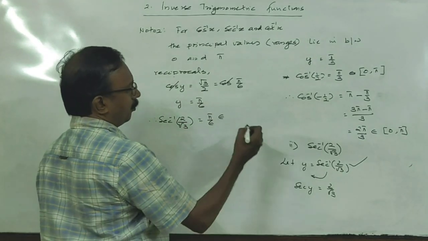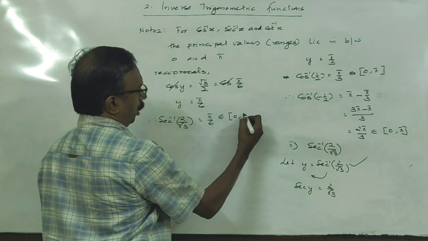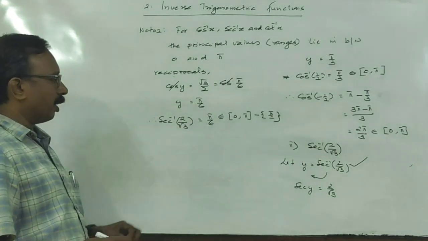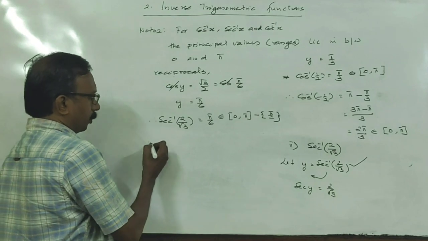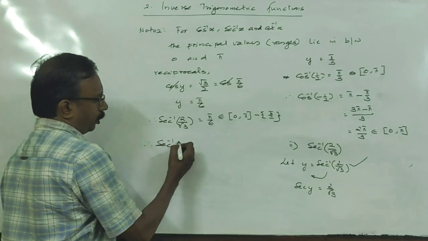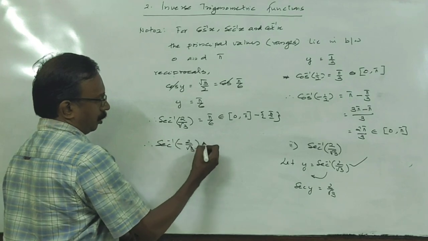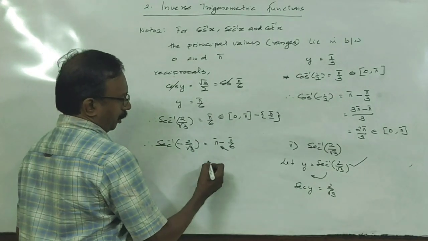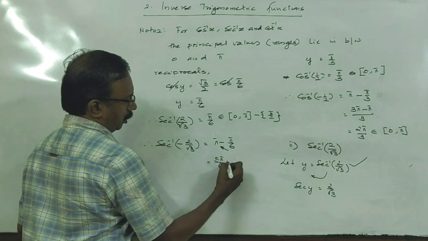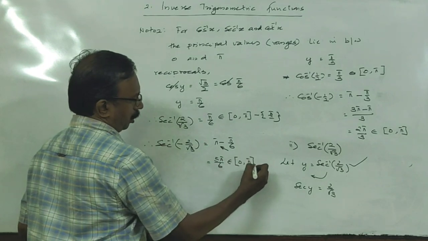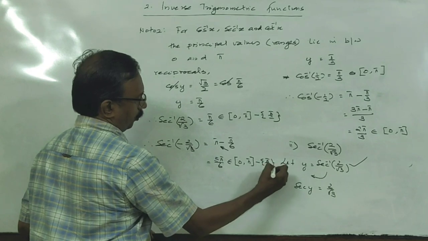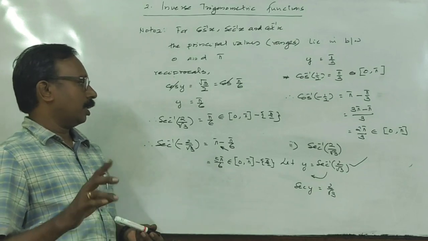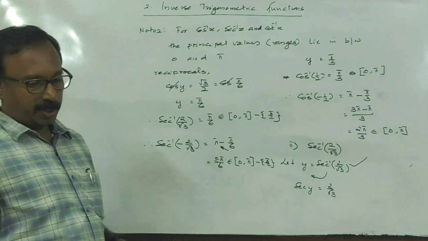Which is an element of 0 to pi, excluding pi by 2, isn't it? This is the principal value of sec inverse 2 by root 3. Therefore, we can find sec inverse minus 2 by root 3, that is pi minus pi by 6, which is 5 pi by 6. That is also in between 0 and pi, excluding pi by 2. 5 pi by 6 is 30 into 5, 150, in between 0 and 180, isn't it? Now, one more example.